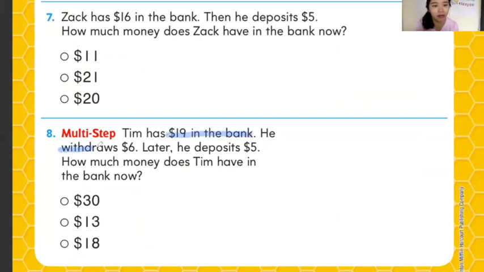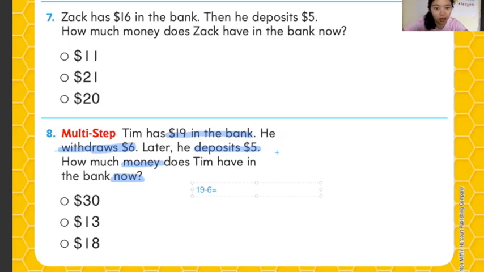Now he withdraws $6. We know that withdraw means it is a subtraction. Later, he deposited $5. We know that deposit is addition. I'm going to put the signs beside the words so they can remind me. How much money does Tim have in the bank right now? So we're asking for how much money he has in the bank. We know we started with $19. He withdrew 6, which means he took away $6.